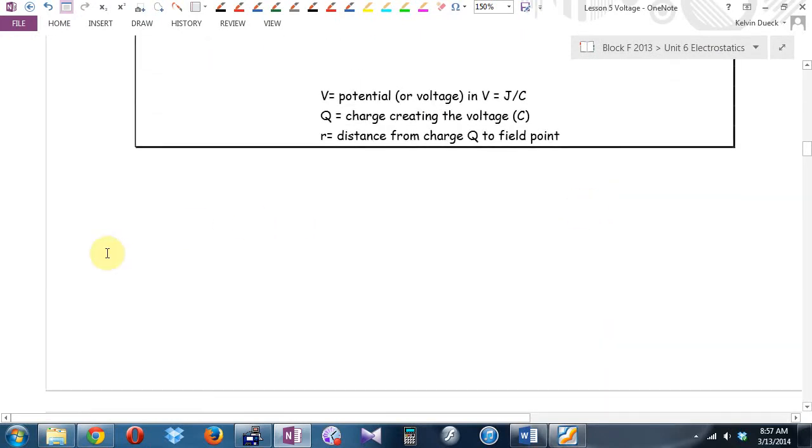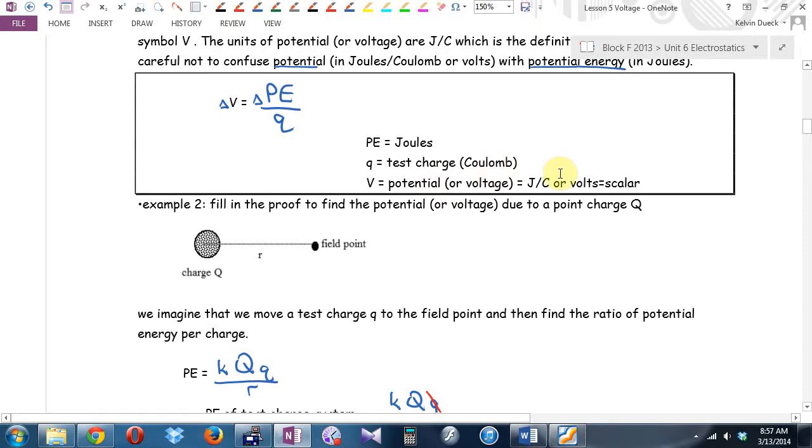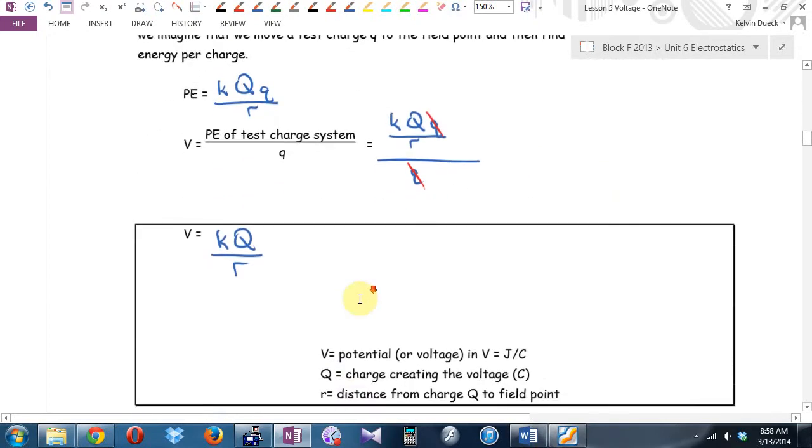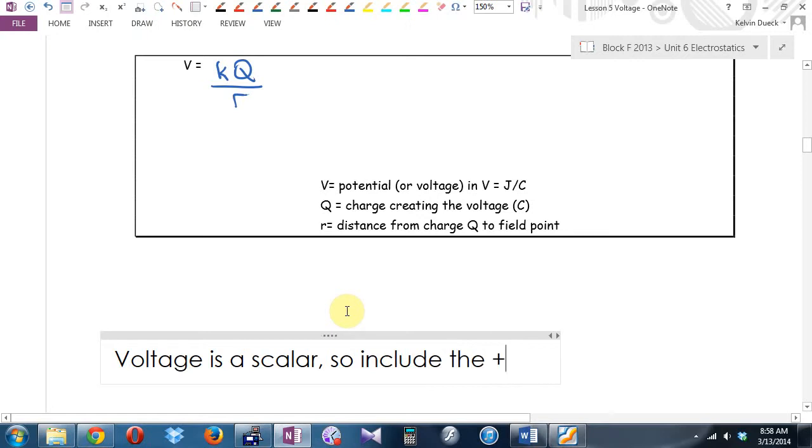Oh, little note. Voltage, scalar or vector? What did I write in the box above? I think I put it there. Oh, I did not. Oh, yeah. Volts, scalar. Voltage is a scalar, so include the plus or minus. Scalars, signs. You can have a negative voltage, you can have a positive voltage. In fact, usually we're going to be interested in the change in voltage between two locations. We're going to call that the potential difference.